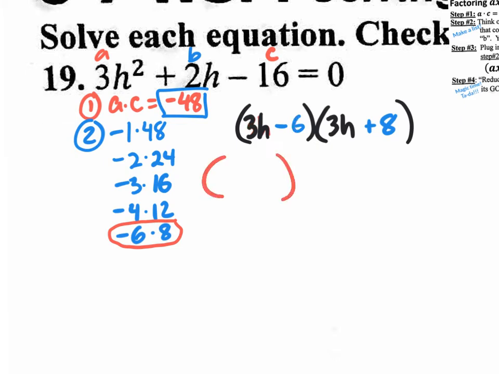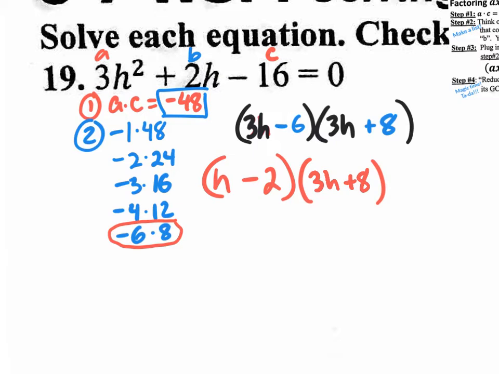So 3h divided by 3, that's just an h. The minus 6 divided by 3, that's a minus 2. And let's do the same for this other one. Could I divide 3 and 8 by something? No, I cannot, so I'm just going to leave it. So I'm going to put a 3h plus 8. Now, ladies and gentlemen, that is just our factored form.